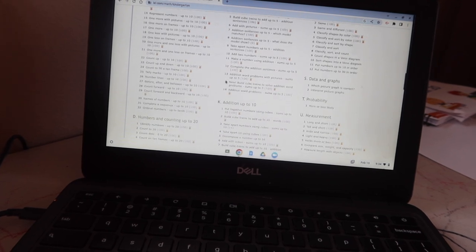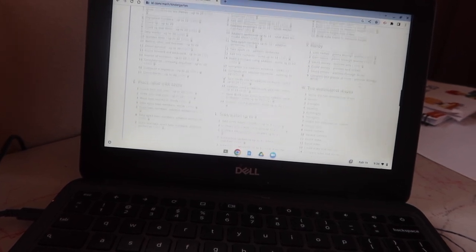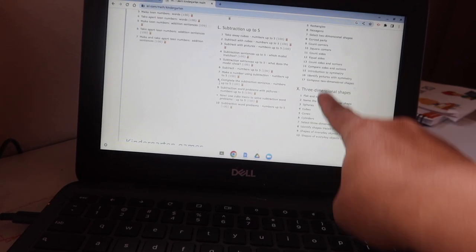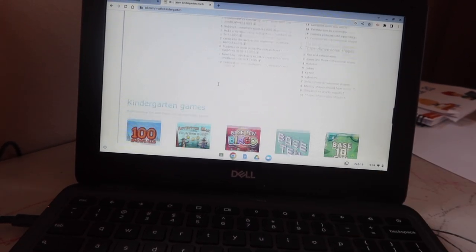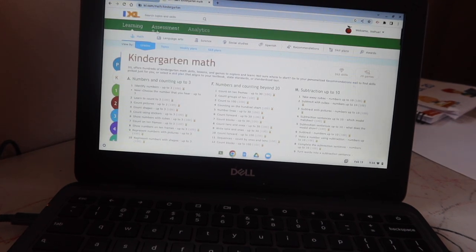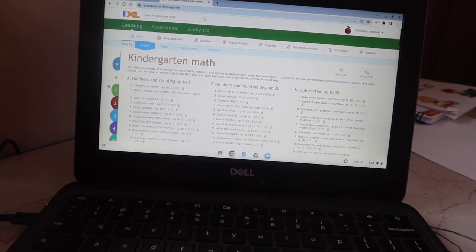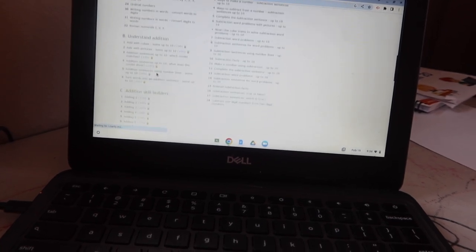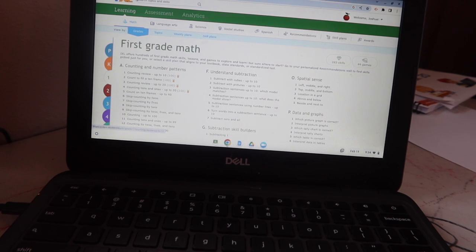So this is math. As you see, he's almost done with math. And now he's going to be done in the next 2 weeks with all the kindergarten grade. He's also doing first grade math. He's doing both because I want to do that.